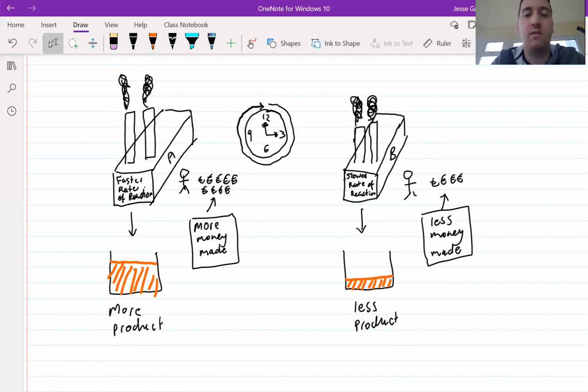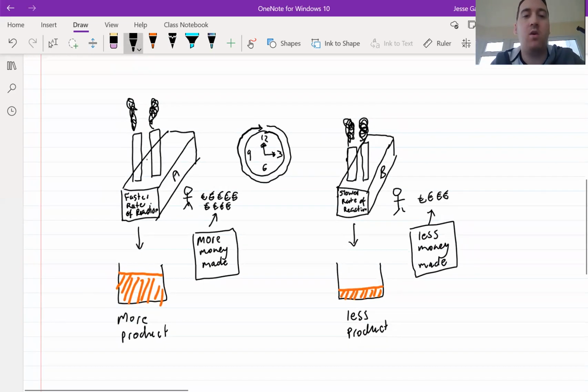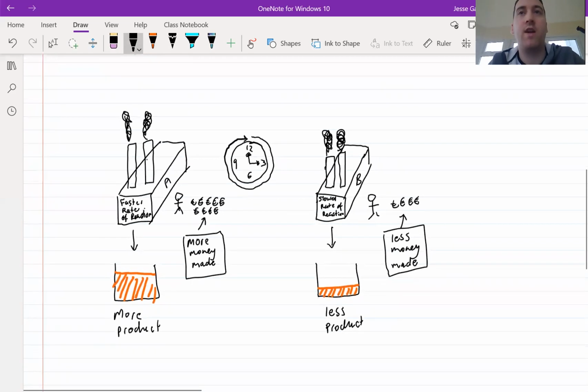And that's what business is about. It's about making more money for yourself. So if you have even a small business, like making handmade soaps or handmade cosmetics, even on your own scale at home, the higher, quicker rate of reaction you can have, the more money you're going to make. It's simple economics. So rate of reaction is important in industry for that particular reason.